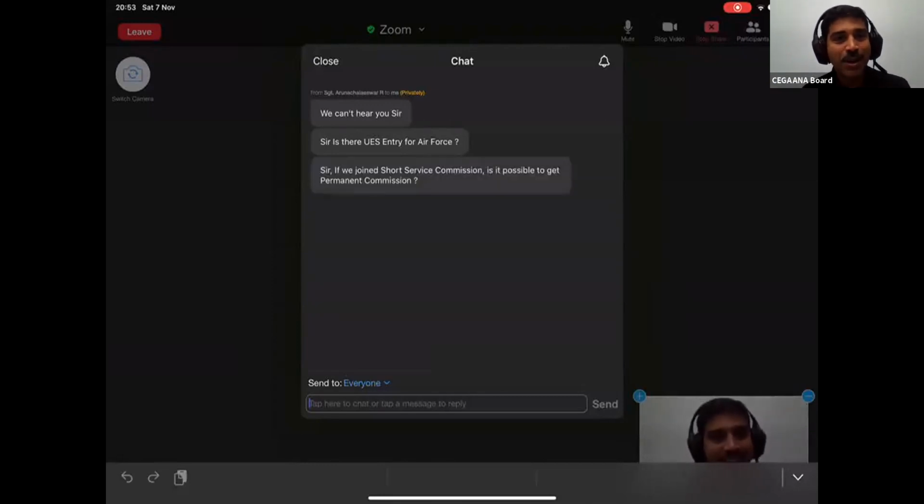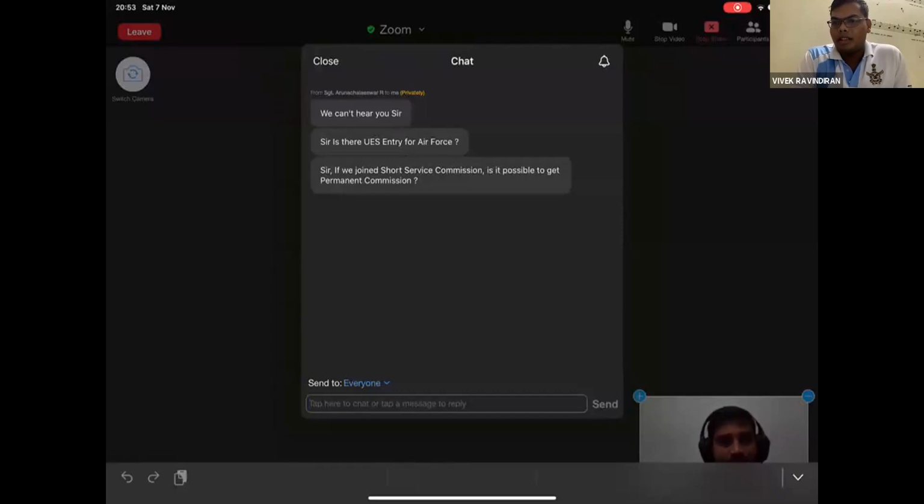Somebody is asking about UES entry for Air Force. Yes, UES entry. In our time, it was there. I think they have stopped it now. UES is University Entry Scheme. My friend whom I mentioned entered through UES entry. I hope they have stopped it. There are AFCAT entry and CDSE entry.